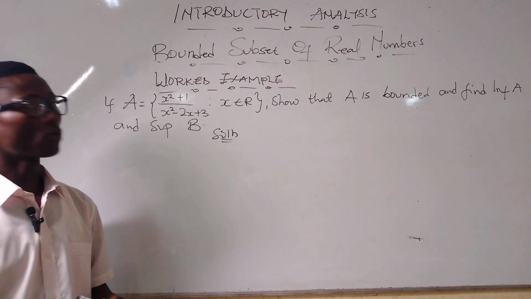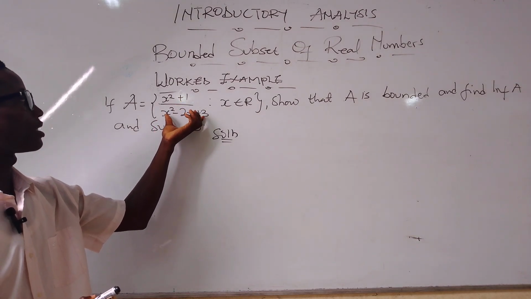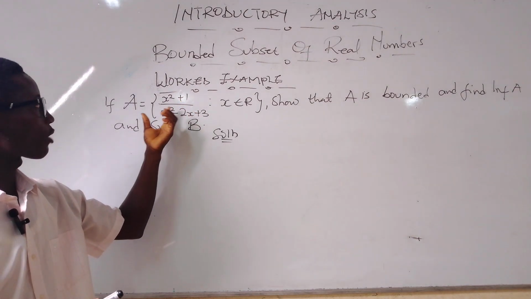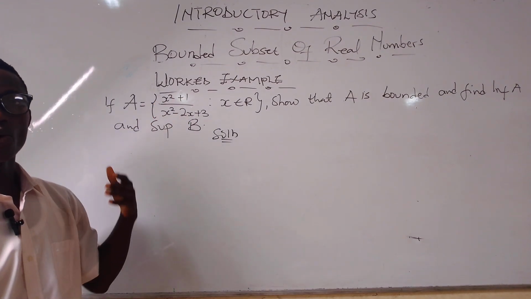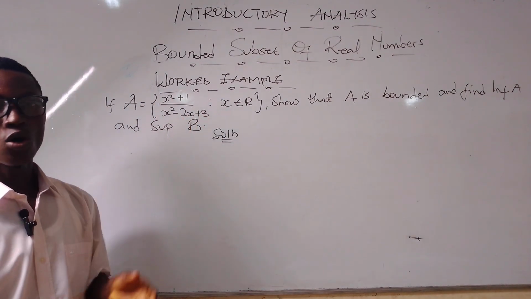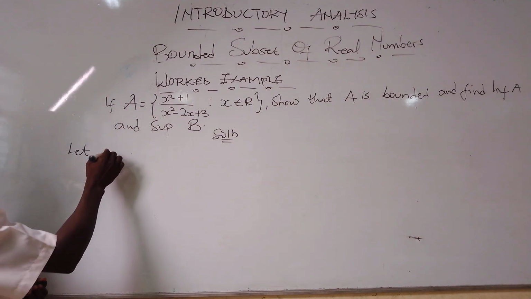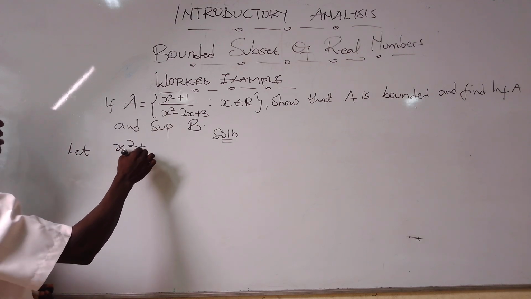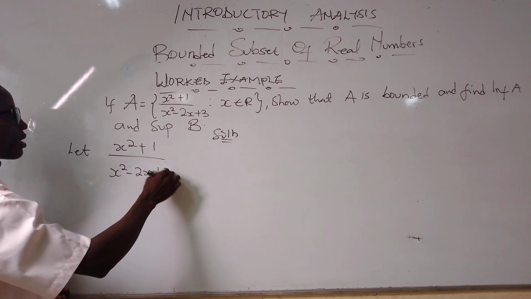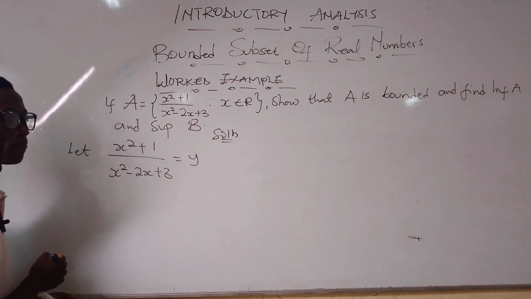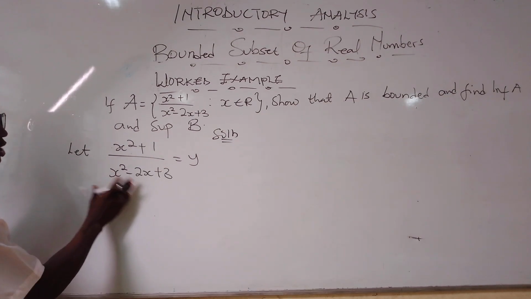So first, this is what we are going to do. We are going to define this function we see here as a certain variable, so we let a certain variable represent this function. Then we solve for that variable and see whether we are going to get the infimum and the supremum of that variable. So I'll let the function (x squared plus 1) over (x squared minus 2x plus 3) equal y. Then I'll solve for the values of y.